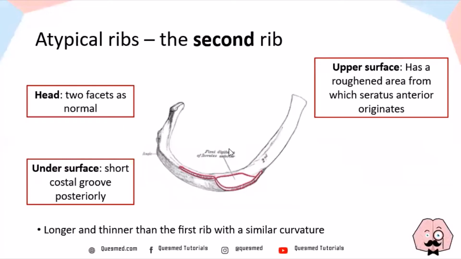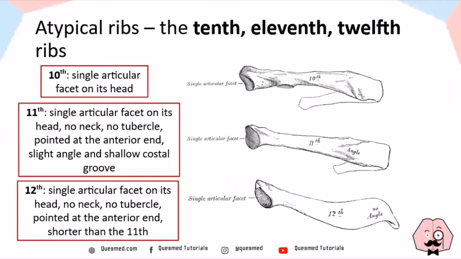The 2nd rib, it's got 2 facets, so more like a typical rib, but it's got a much shorter costal groove inferiorly, and it doesn't really exist as it comes anteriorly. And then the upper surface has this roughened area where, again, part of the serratus anterior originates. The 10th rib is atypical because it only has one facet. So again, it only articulates with T10 and not with T9.